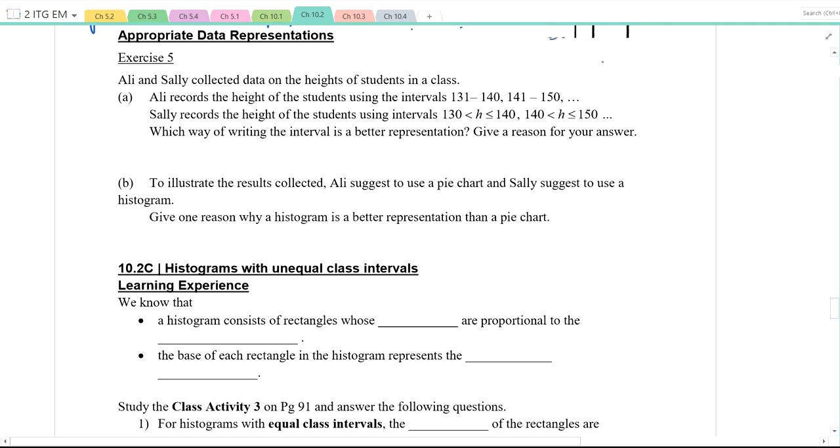So in words, we say that heights of students is continuous, meaning we can have heights with decimals. They do not have to be integers only. Okay, we can have 104.0123, 105.005. It is continuous. It is not just whole numbers or integers.